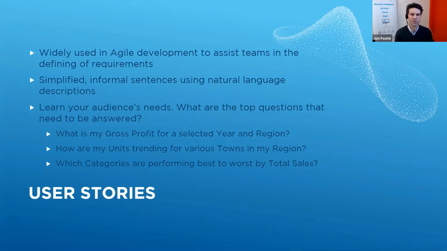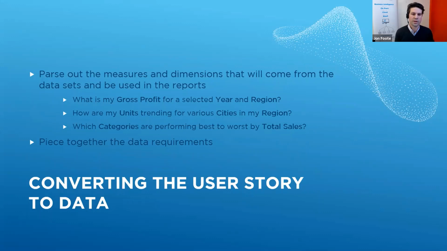So, three examples here. What is my gross profit for a selected year and region? How are my units trending for various towns in my region? Which categories are performing best or worst? These are informal sentences that they can use to describe what they want to be able to see and what they need to be able to understand. Then as developers, we can take those away and turn those into data. In this case, we'll take those three and parse out the measures and dimensions that come from the data sets that we're going to use.